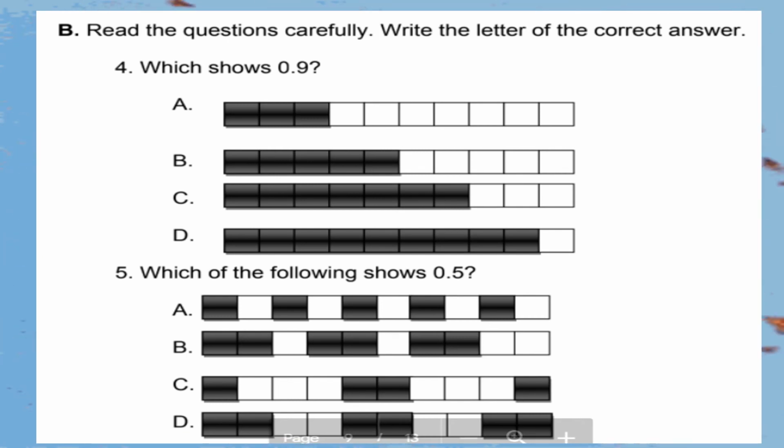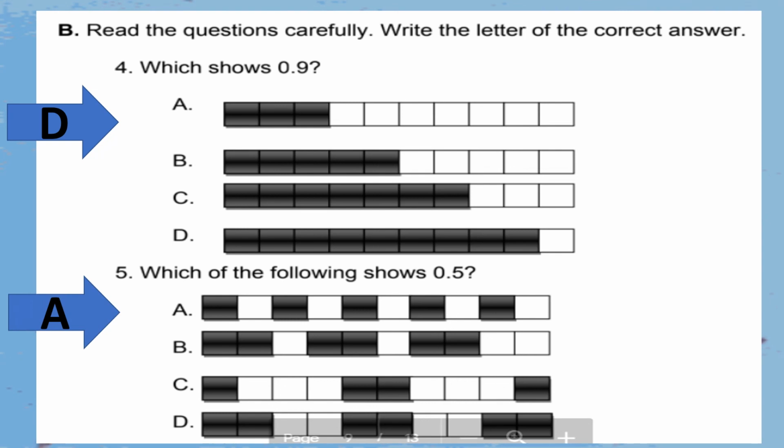For number 4 and 5, just read the question carefully and write the letter of the correct answer. Okay? Which shows 0.9 or 9 tenths? Okay, fantastic. So obviously, the correct answer is letter D, because 9 shaded parts represent the illustration. Okay, for number 5, which of the following shows 5 tenths? Okay, correct. The answer is letter A.